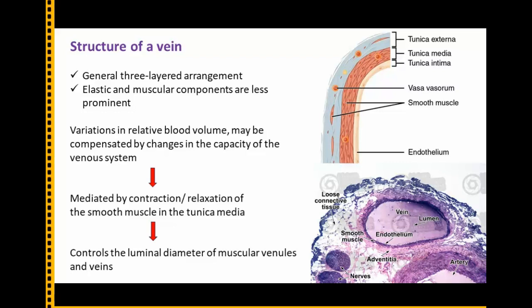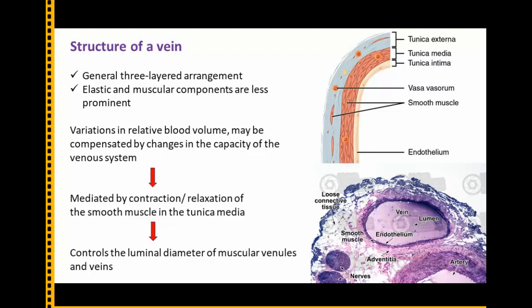The variations in the relative blood volume in veins may be compensated by changes in the capacity of the venous system. This is mediated by the contraction and relaxation of the smooth muscles in the tunica media. There are some smooth muscles in the tunica media, so their action helps in the maintenance of the relative blood volume in the venous system.